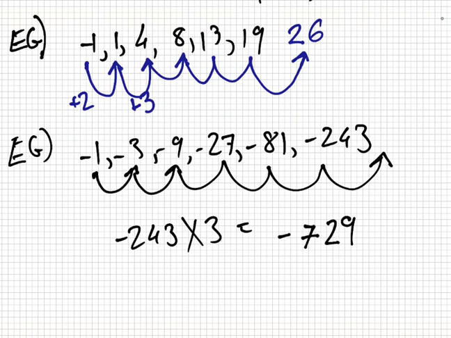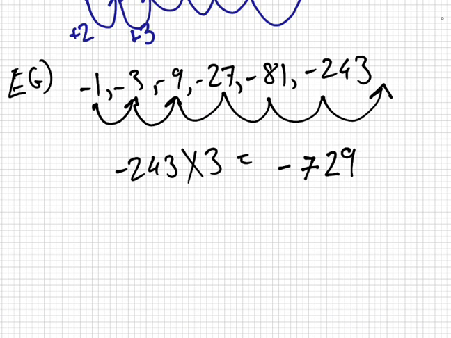Does anyone have the answer? Yeah, what do you think it is? Yeah, and what's the rule? Yeah, you multiplied by firstly 3, and then you multiply by 4, then you multiply by 5, multiply 6, multiply 7, and then multiply 8. Okay. That's good. That's good.